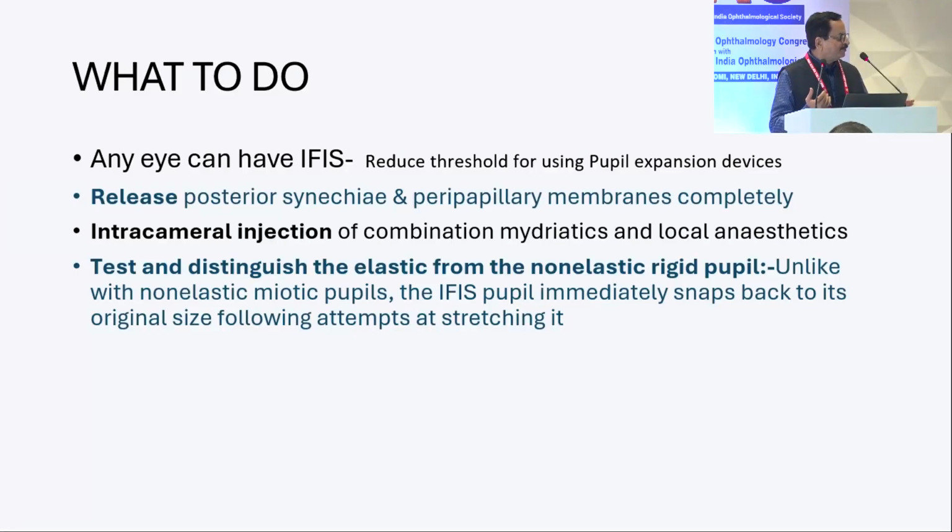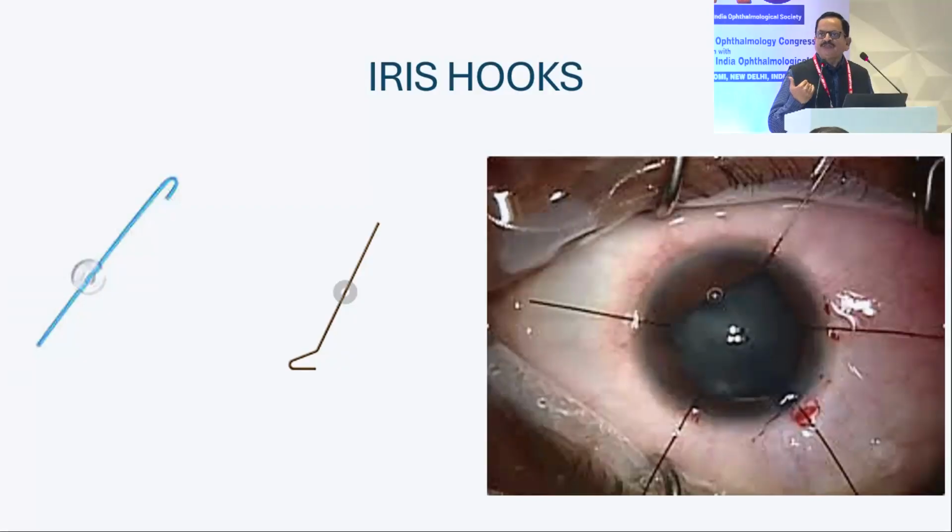Test and distinguish the elastic from the non-elastic rigid pupil. Unlike with a non-elastic pupil, the IFS pupil immediately snaps back to its original size following an attempt to stretch it. You can't stretch it. So what are the things which we can use during surgery?